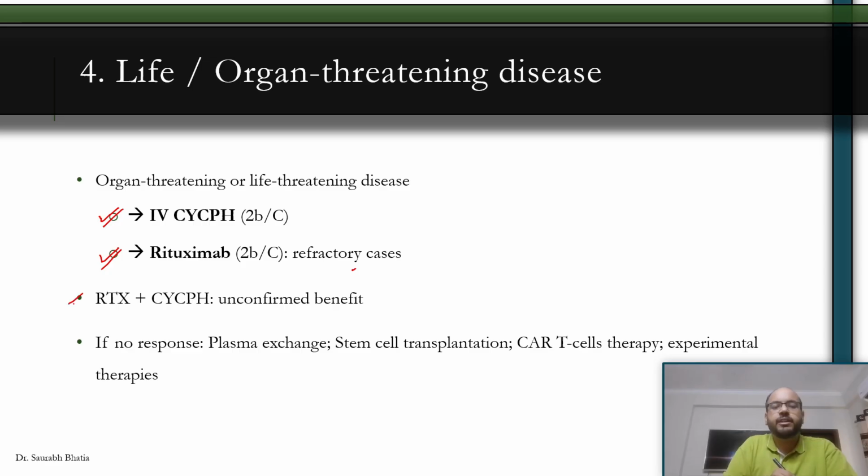There are studies which show that rituximab and cyclophosphamide given together have unconfirmed benefits, so it's not recommended to combine these two modalities together. If there is still no response after cyclophosphamide pulse and rituximab, you can consider modalities like plasma exchange, stem cell transplantation, CAR cell therapy, or any other experimental therapies for LE. Clear? So that's only at the end when you are not able to control it by different drugs, you can consider these kinds of experimental modalities. Clear? Let's move forward.